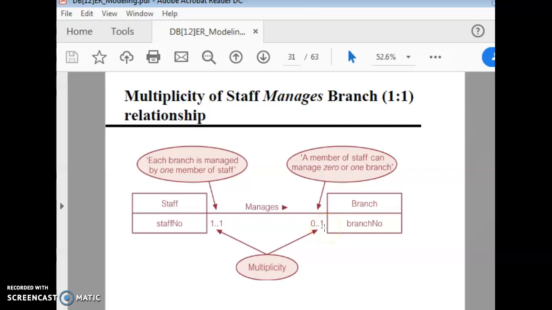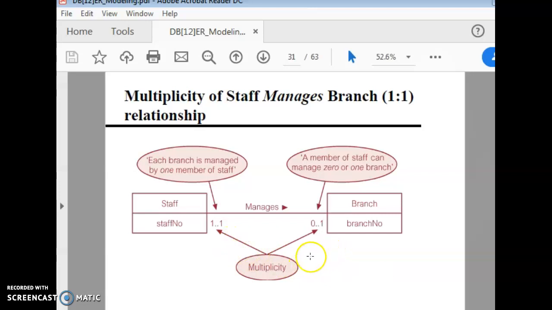That is, 0 is the minimum value and 1 is the maximum value. And to represent that a branch always has one manager, we place 1 to 1 beside the staff entity. That is, 1 is the minimum value and 1 is also the maximum value. This is about the semantic net and ER diagram of the same example. Now the question is how it becomes a one-to-one relationship. If you see the maximum number beside the branch and staff entity types, both are ones.